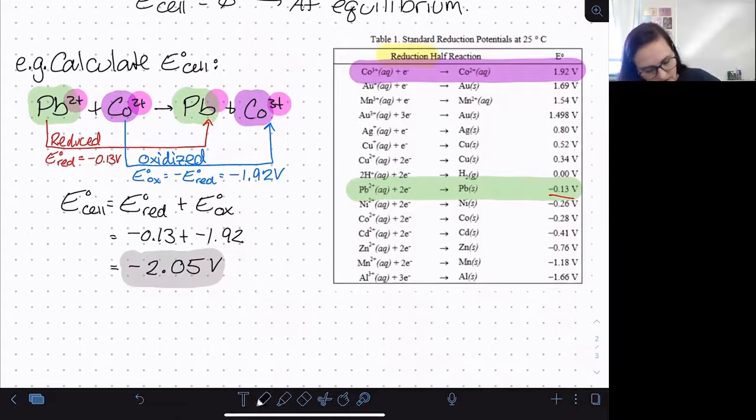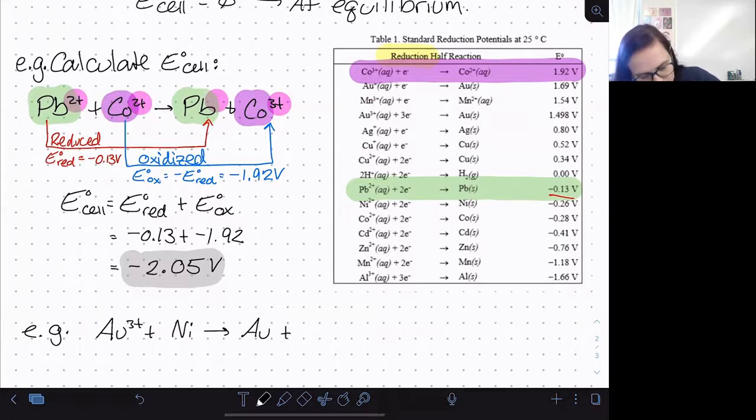So let's look at one more example. Why don't you pause here and try to do the same thing for this one. You'll need to identify what's being reduced and what's being oxidized, and then identify your reduction and oxidation potentials and add them together. So pause here and try that on your own.